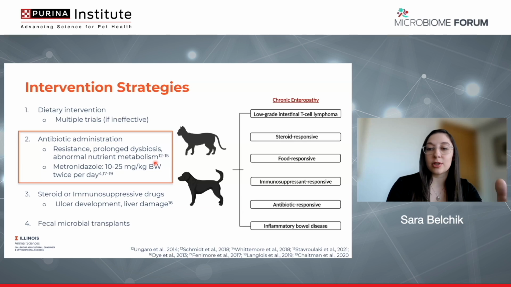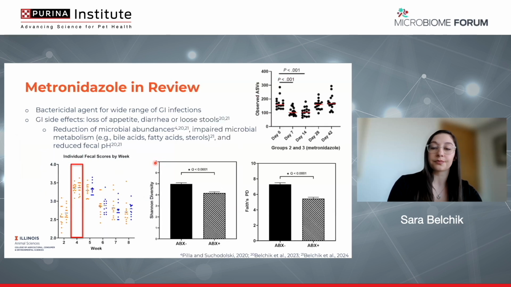The range for metronidazole, which is my chosen antibiotic, can be anywhere between 10 to 25 milligrams per kilogram of body weight up to twice per day. It is a huge range, but it varies based on clinical presentation, as well as steroids or immunosuppressive interventions. Finally, a newer area is FMTs, or fecal microbiota transplant procedures, being performed in possibly more severe clinical cases, or, as Dr. Torreson was just discussing, possibly as intervention in younger animals that may have clinical signs sooner.